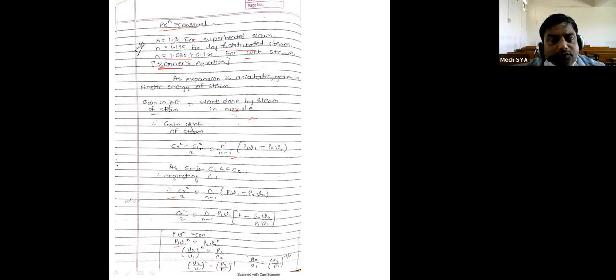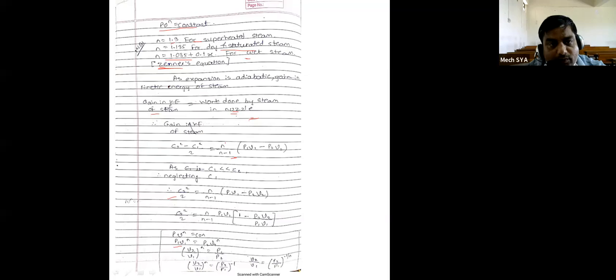As C1 is much smaller than C2, neglecting C1, C2 square divided by 2 is equal to n upon n minus 1 into P1 V1 minus P2 V2. Now we have this relation: C2 square divided by 2 is equal to n upon n minus 1 P1 V1, taking P2 V2 upon P1 V1 common, 1 minus P2 V2 upon P1 V1. I have explained every step, all self-explanatory.